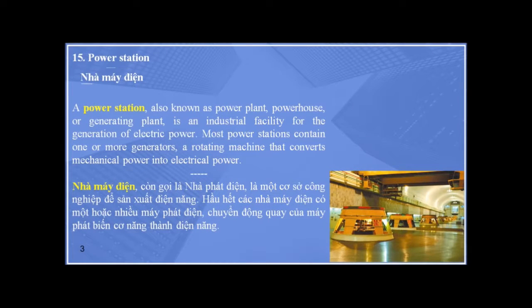15. Power station. What is power station? A power station, also known as power plant, powerhouse, or generating plant, is an industrial facility for generation of electric power. Most power stations contain one or more generators, a rotating machine that converts mechanical power into electrical power.